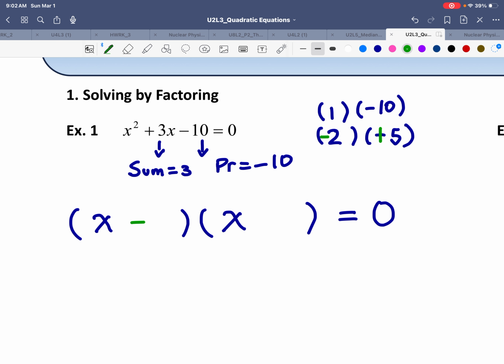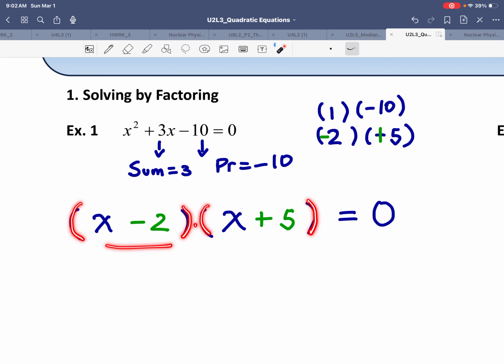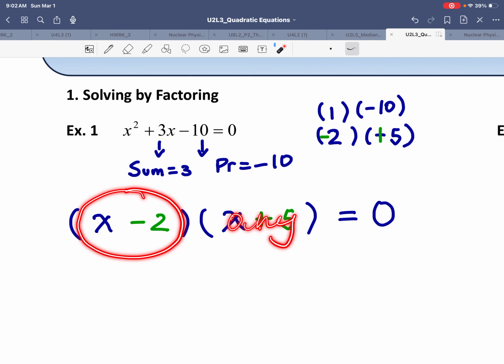So you're going to write negative 2, positive 5 in here. As you can see, now the equation is in completely factored form. And what that means is that the equation is made of binomials or expressions that are multiplying each other, and here we have 0. So we're going to say that if this factor has a value of 0, multiplied by anything in here will give 0.